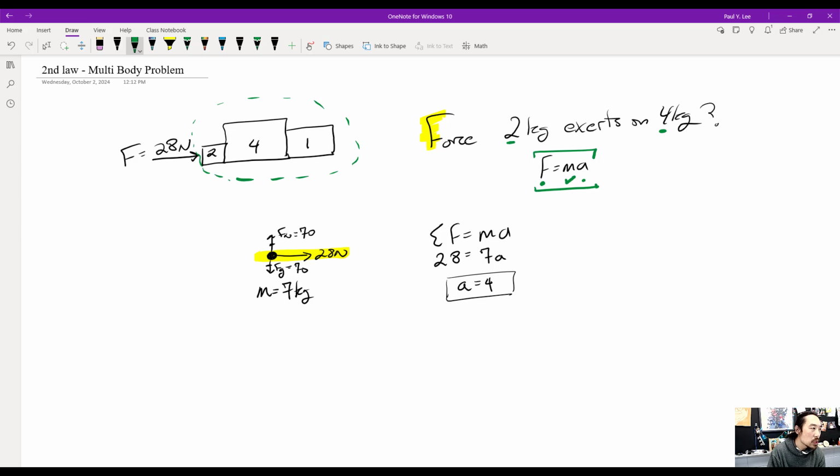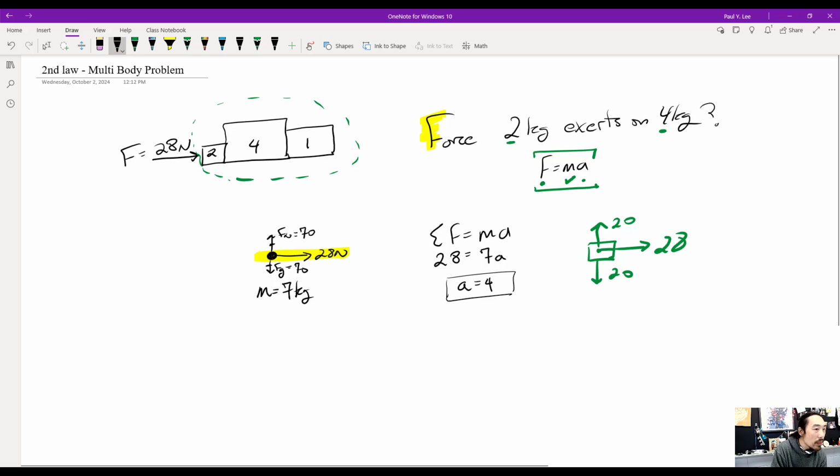Now you might be wondering to yourself, Mr. Lee, why are you looking at the system as a whole? Why not just the 2 kilogram object? Well, if we did look at just the 2 kilogram object, we'd run into a very similar type of situation. If you take a look at just the 2 kilogram object, there's a force of 28 being pushed to the right. We have our normal force of 20 and our F of G as 20.